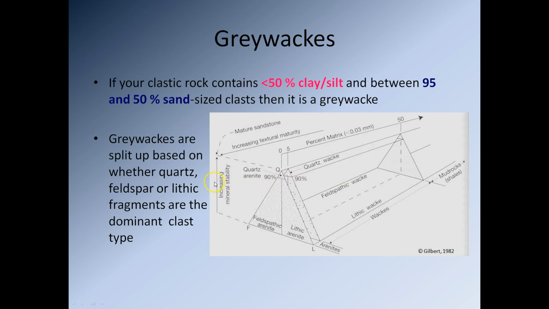So Greywackes are split up based on whether they are dominated by quartz, feldspar, or lithic fragments. So you can have a quartz wacke, a feldspathic wacke, or a lithic wacke. There's only 3 possible choices. It's a relatively simple classification scheme. All you're going to do is look at the rock and say, is it mostly quartz, is it mostly feldspar, or is it mostly bits of other pieces of rock? And once you know that, you'll simply classify it based on those options.